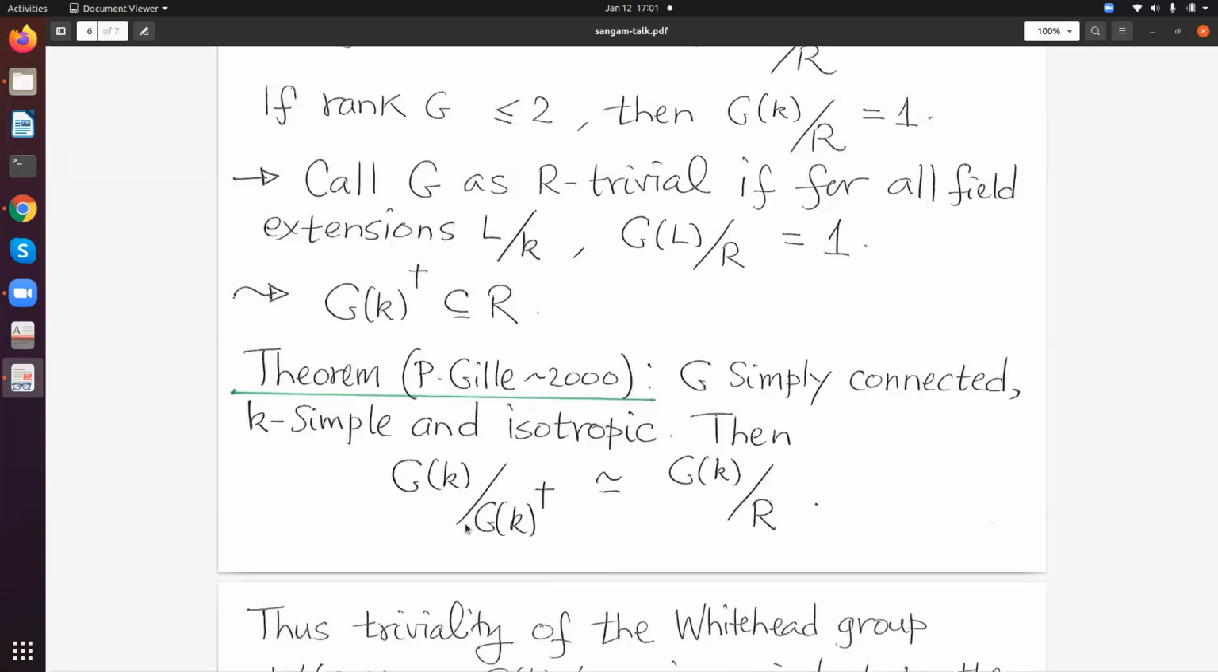Okay, so I can now ask. I have two basic questions. Number one, since we have Philip Gille's result on the slide already, is there any condition on the field K, or is it a general field? No, this is general.